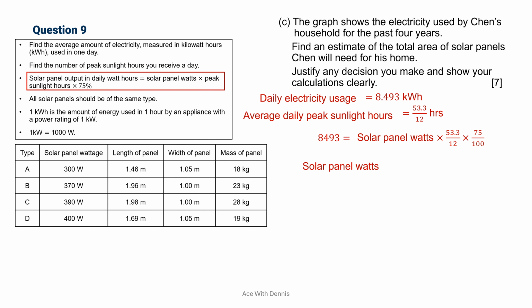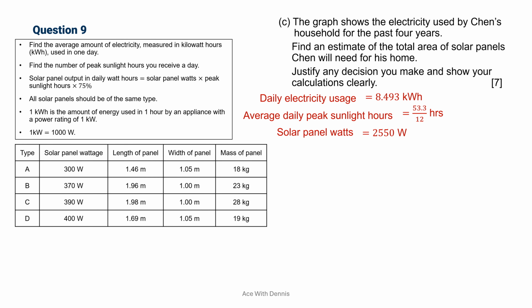Hence, the solar panel watts required will be 8,493 times 12 times 100 over 53.3 times 75, which is 2,550 watts, rounded off to 3 significant figures. Now, we already know the required solar panel watts, which is 2,550 watts. We can calculate how many solar panels are needed for each type given by looking at the specification of each type of the solar panel.